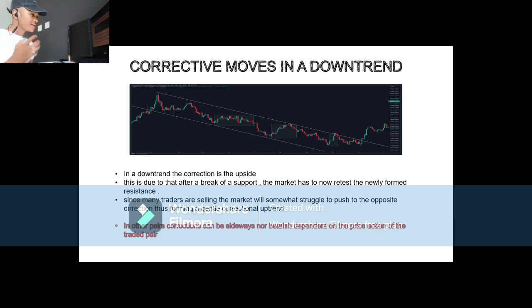In other pairs, corrections can be sideways or bearish, dependent on the price action of the traded pair, right? So sometimes the correction can be to the downside, such as Nasdaq. I'll show you, the correction can be to the downside and an impulse still to the downside. You know what I'm saying? It's just dependent on the traded pair. But the forex pairs, most of the time in a downtrend, the correction is to the upside or it is sideways. So yes, let's jump to the next slide.